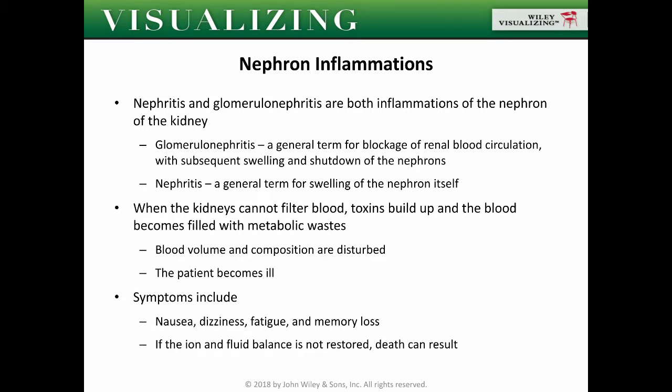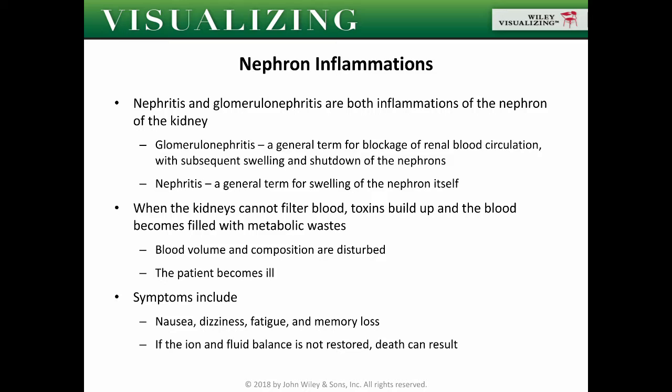For nephron inflammation, nephritis and glomerulonephritis are both inflammation of the nephron of the kidney. So what's the difference? Glomerulonephritis is the blockage of the renal blood circulation with subsequent swelling and shutdown of the nephron. So basically, we are looking at the glomerulus side of the nephrons. Whereas nephritis is just a general term for the swelling of the nephron itself, the convoluted tubules, and then the loop of Henle, etc.